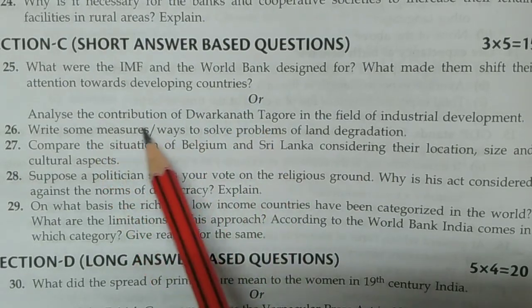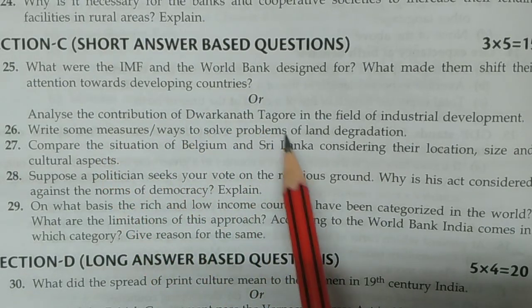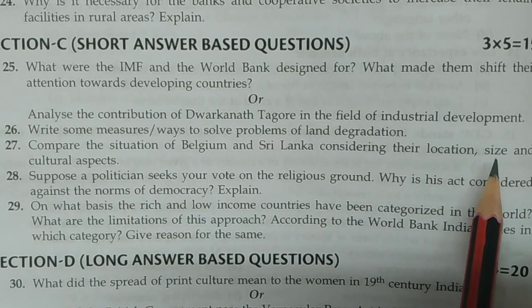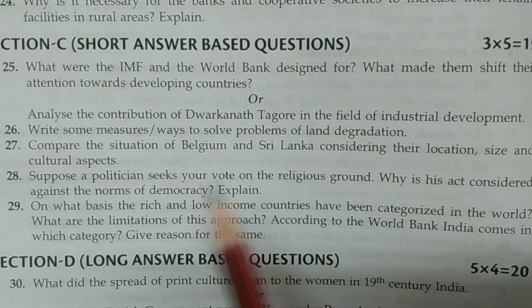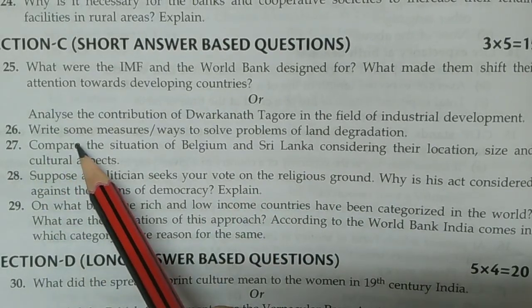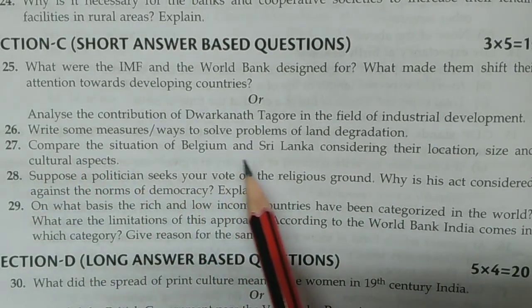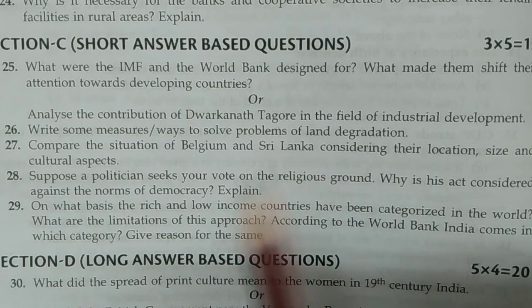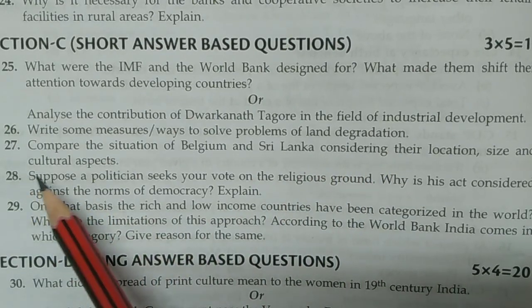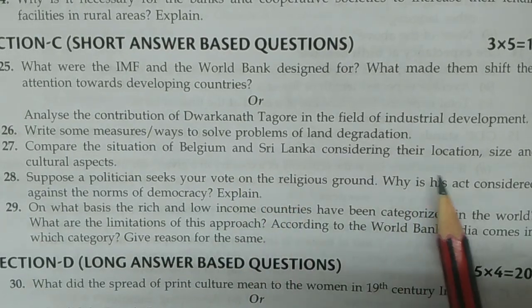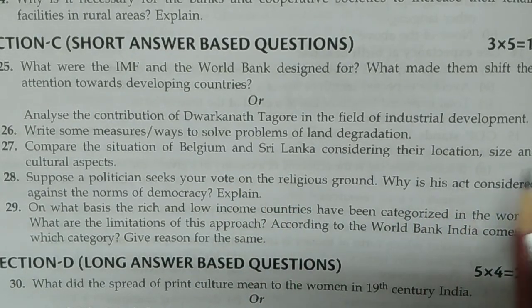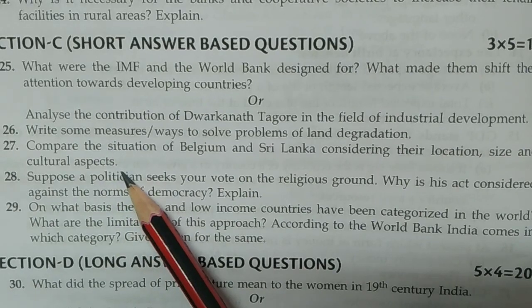Or analyze the contribution of Dwarkanath Tagore in the field of industrial development. So these both questions are really very important. Users must be aware of these questions. Question number 26. Write some measures or ways to solve problems of land degradation. Question number 27. Compare the situation of Belgium and Sri Lanka considering their locations, size, and cultural aspects.